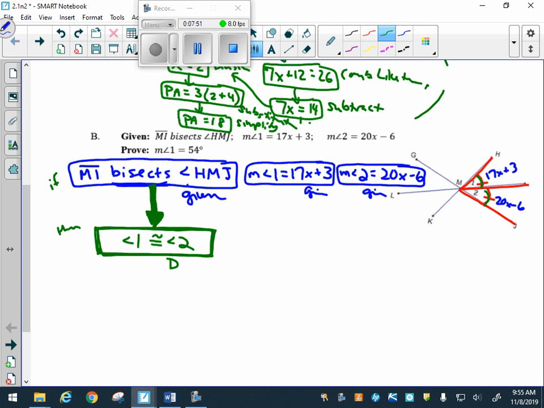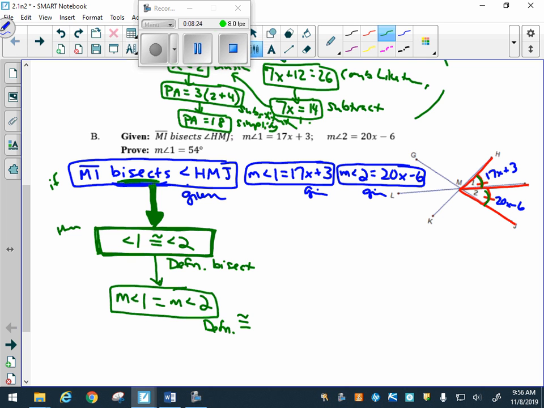This reason is going to be definition of that key word that we read, right? MI bisects angle HMJ. We read that and we know, oh, that means it cuts it into two congruent pieces because of the definition of bisect. Then we're not quite ready to substitute in yet because we need an equation, not a congruence. So we go one more step down, turning angle 1 congruent to angle 2 into the measure of angle 1 equals the measure of angle 2 by definition of congruence.